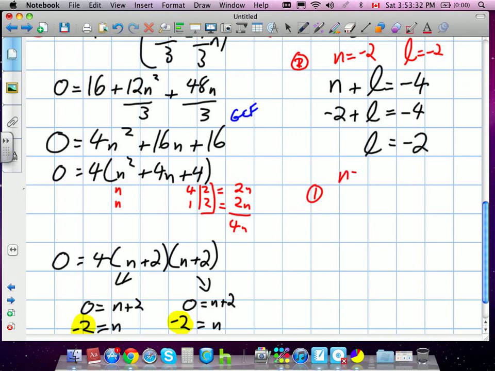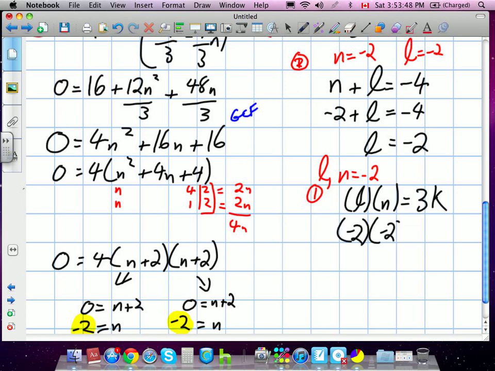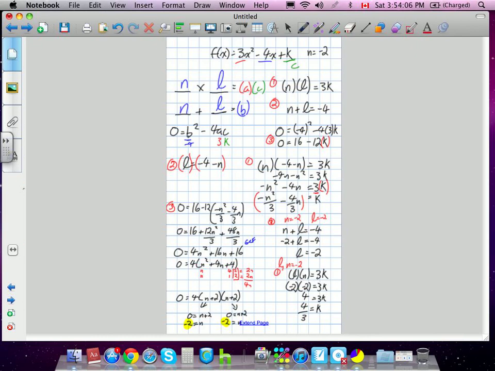So, I'm going to bring formula 1 back down here and actually solve it. Formula 1 now. In this one, we know that n equals negative 2. I'm going to say L and n equal negative 2. The formula stated that L times n equaled 3k. Well, since L and n are both negative 2, 3k is equal to positive 4. K is equal to 4 over 3 as a value.